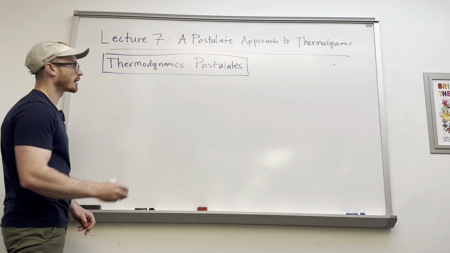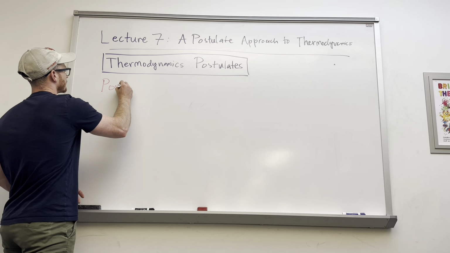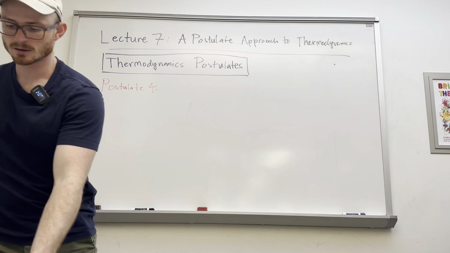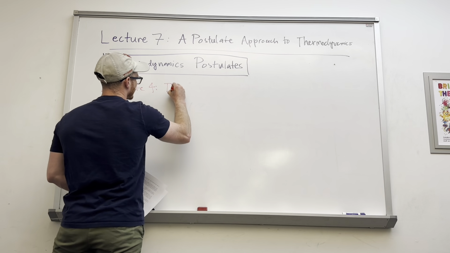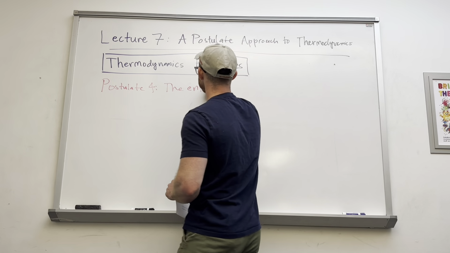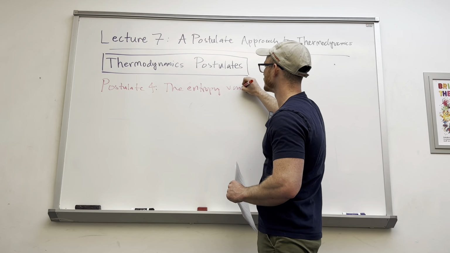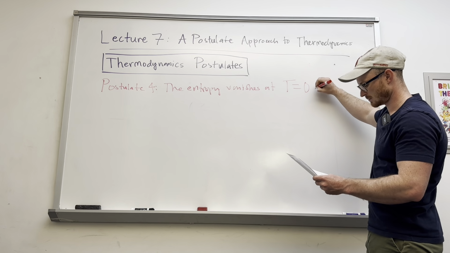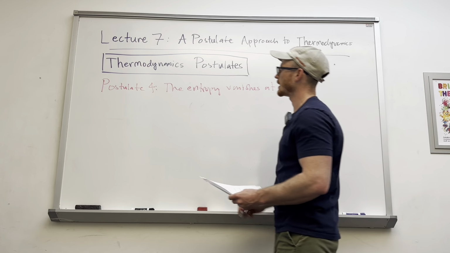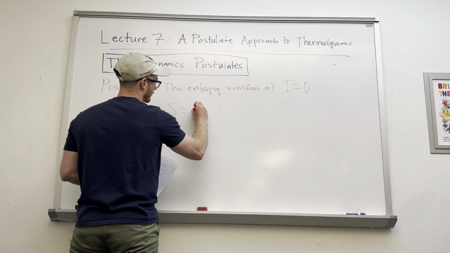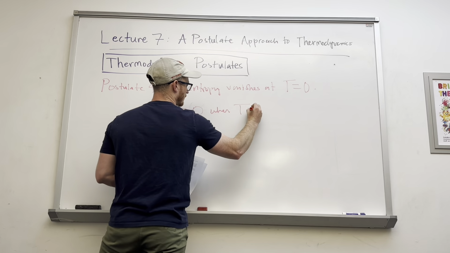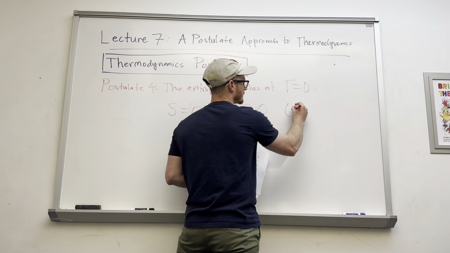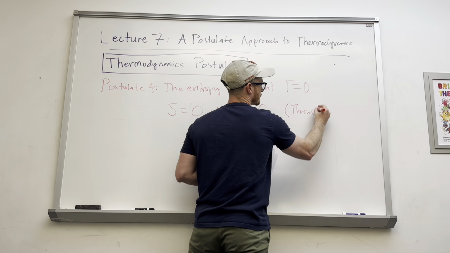The final thing we're going to talk about today is postulate 4. The final postulate of this lecture. And that is the entropy vanishes at T equals 0. The entropy vanishes at T equals 0. So S equals 0 when T equals 0. You may have heard of this as the third law of thermodynamics.